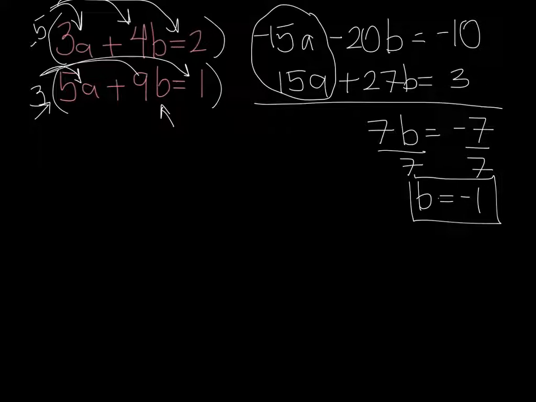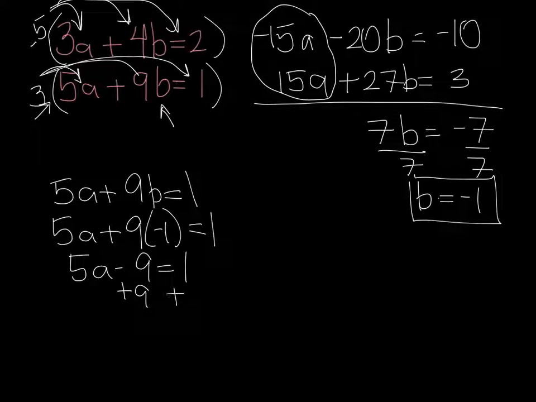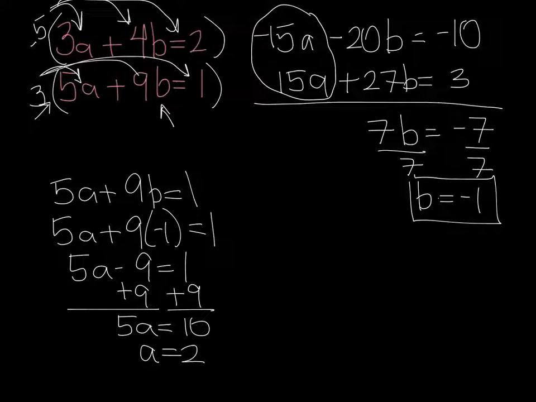Okay, now let's find a. So 5 times a plus 9b equals 1. So wherever there's a b, I will put a negative 1. 5a plus 9 times negative 1 equals 1. 5a minus 9 equals 1. Great. So now my goal is to get a by itself. So I'm going to add 9 to both sides. So 5a equals 10. Divide both sides by 5. a equals 2. Now, is that what you got when you tried it on your own?